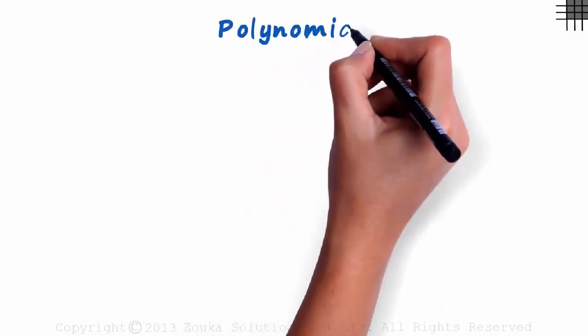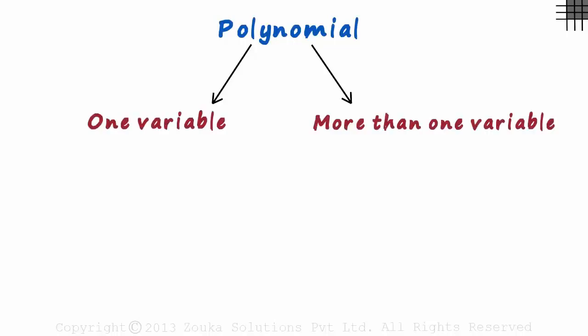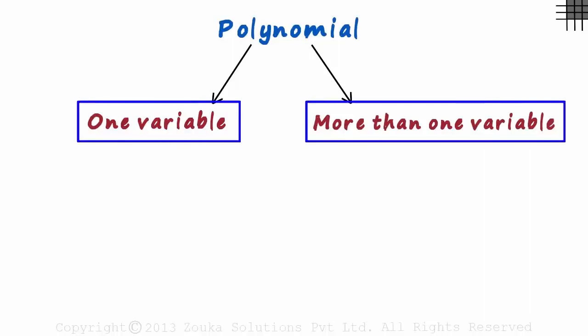In this video, we will look at an extremely important concept related to polynomials. Think about it. There can actually be just two broad categories of polynomials. The first category, which has just one variable, and the second one, which has more than one variable. That's it. These are the only two possibilities.